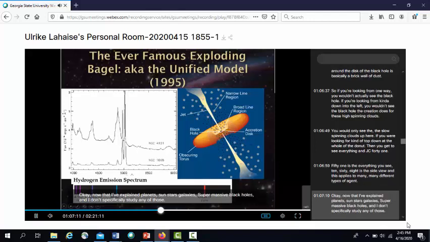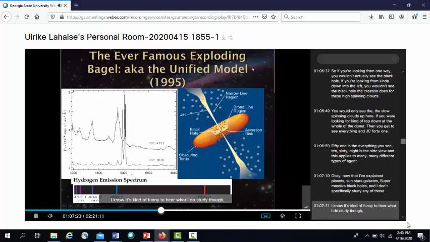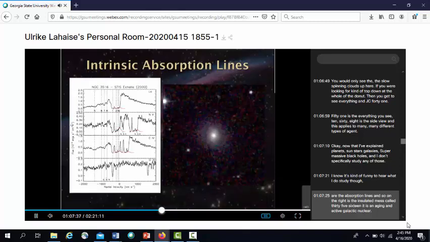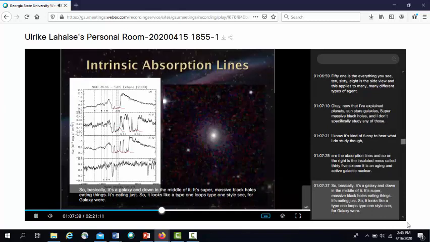Okay, now that I've explained planets, sun, stars, galaxies, supermassive black holes, and AGN, I don't specifically study any of those. I know that's kind of funny to hear. What I do study, though, are the absorption lines in AGN. So on the right is a pixelated mess called NGC 3516. It is an AGN, active galactic nuclei. So basically it's a galaxy, and down in the middle of it, its supermassive black hole is eating things. It's eating gas and dust.